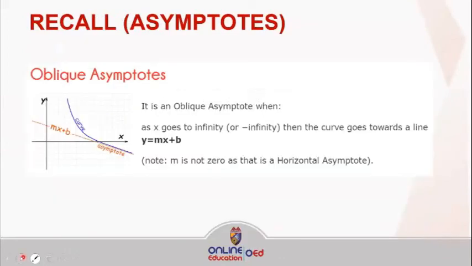Well, for the oblique naman, as x goes to infinity or the negative infinity, then the curve goes towards the line y equals mx plus b. So kung dito naman is i-recall nyo yung other maths nyo. So meron tayo dito na yung m is yung sa discussion natin ng slope, and then x, and then yung b natin is yung function of y.